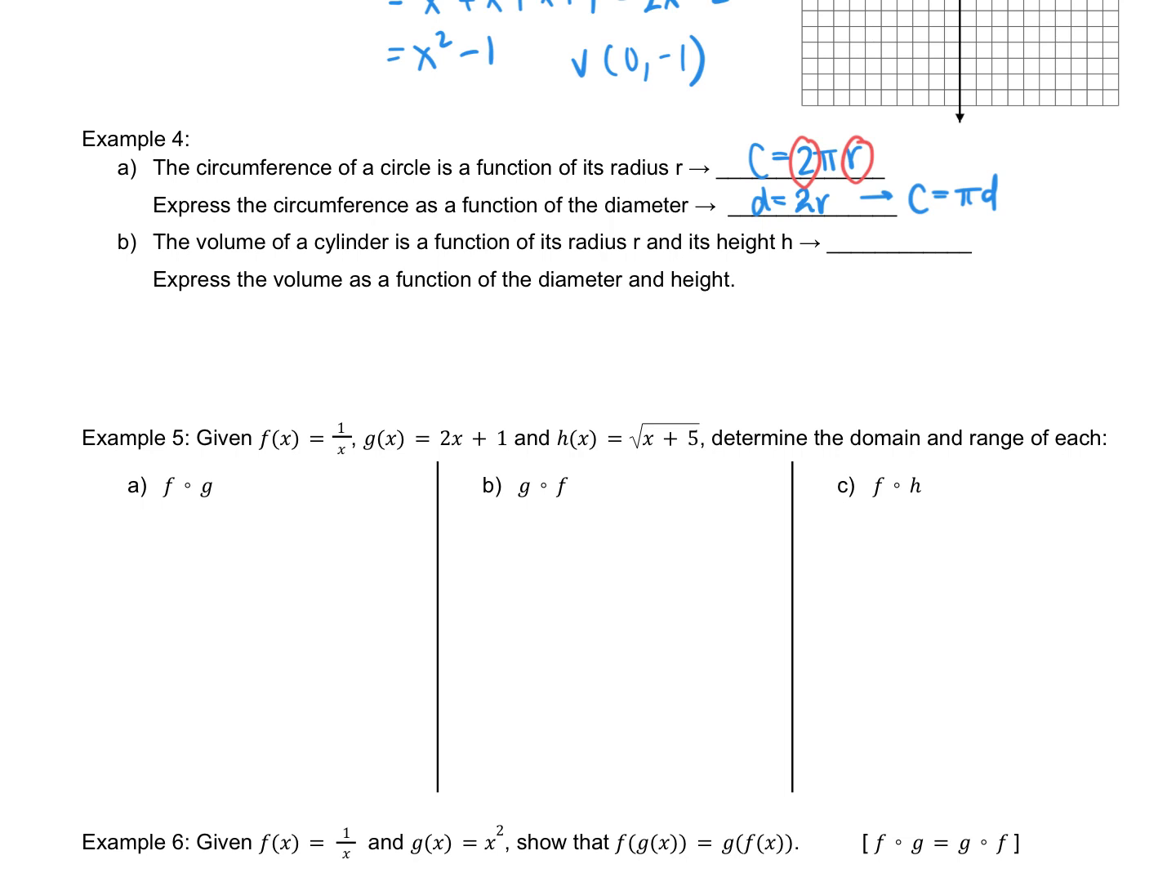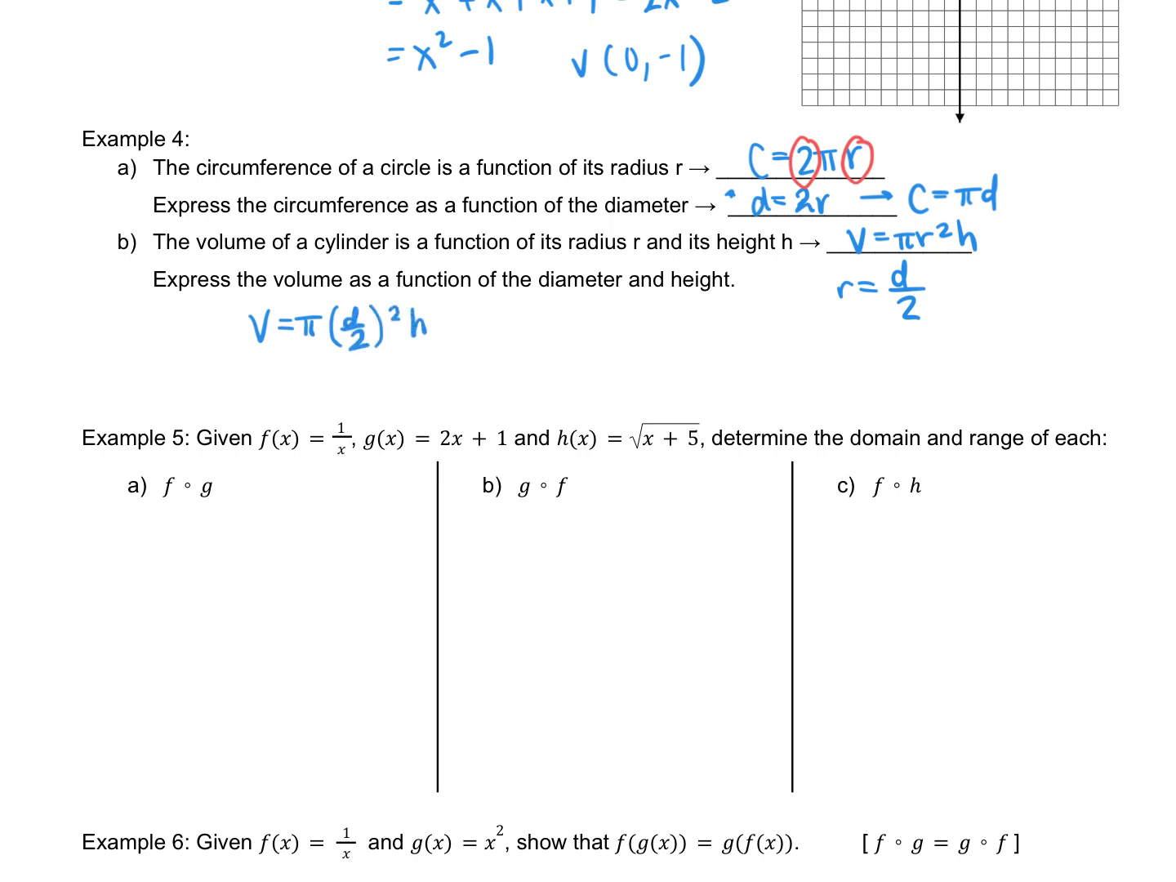The volume of a cylinder is a function of its radius and its height. Okay, so the volume of a cylinder is pi r squared times height. So there's your radius and height. Express the volume as a function of the diameter and the height. Okay, well, I don't see 2r like I saw nicely in the previous example, but I do know that the radius is equal to the diameter divided by 2 if I just rearrange this diameter equation, so I can put that in. So I'm putting a new function inside.